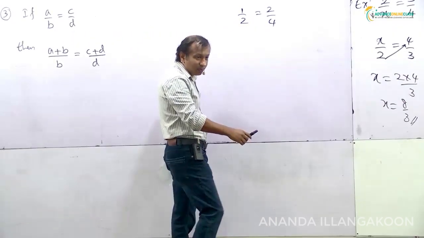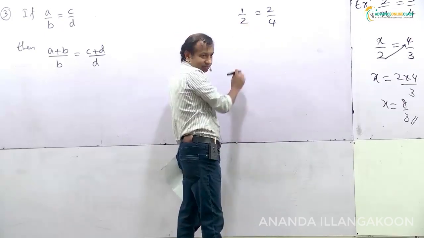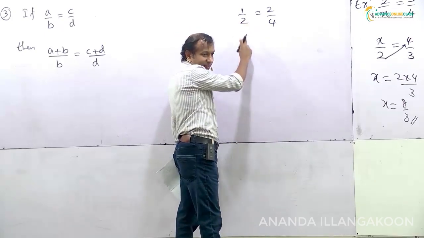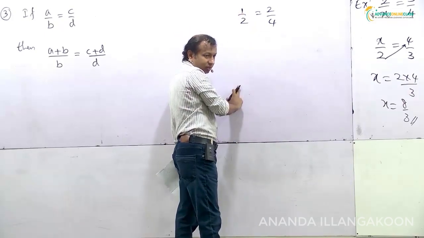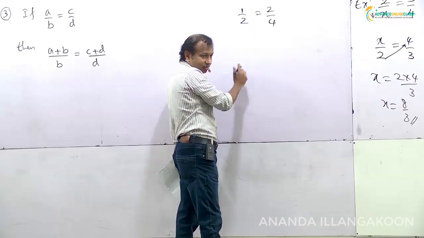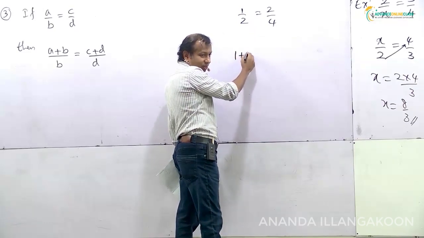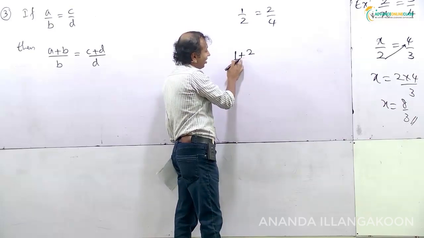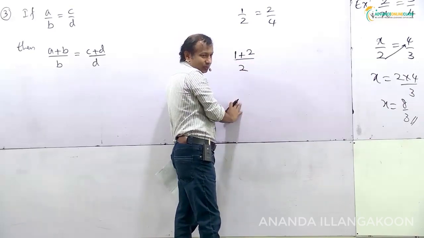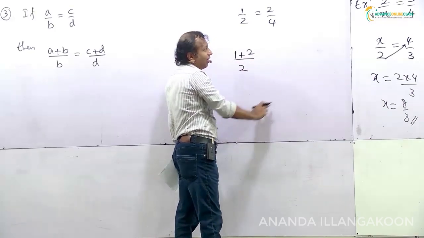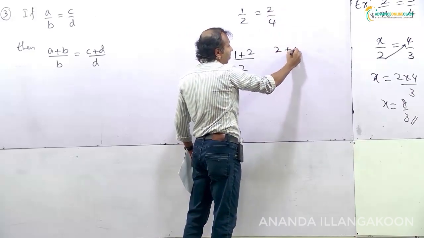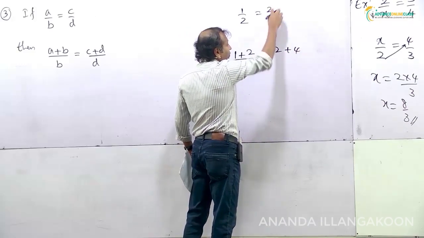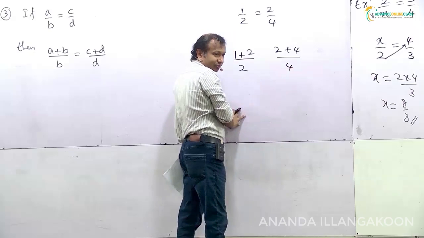We have to add these two where? Here. We have to add the two numerators, right? One plus two, divide by what? 2. Now this 4 plus 2, this 2 and 4, and divide by 4.